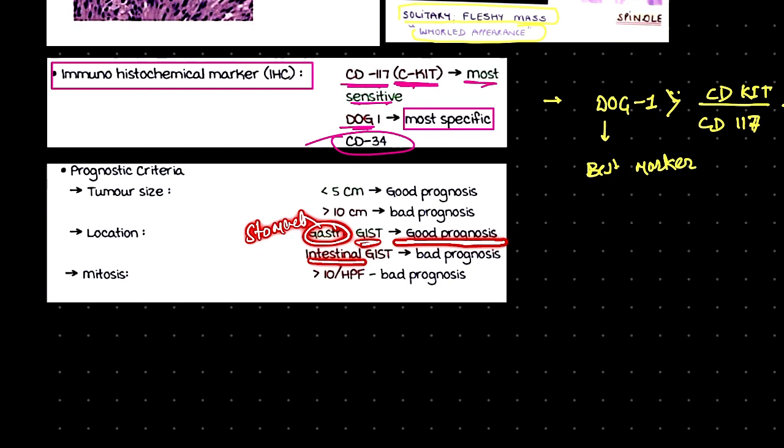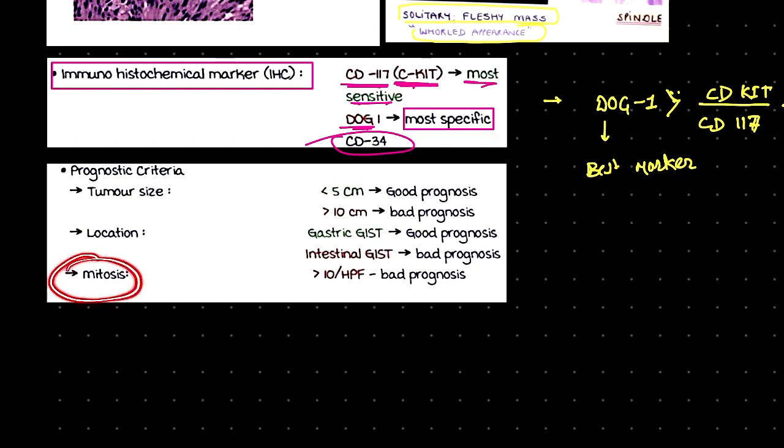But if it is present in the intestine, small intestine or large intestine, then it has a bad prognosis, right? If the gastrointestinal stromal tumor is present in the gastric stomach area, it has a good prognosis. Similarly, if it is present in the intestinal area, it has a bad prognosis. Now talking about mitosis: if the mitosis index is higher, there will obviously be a bad prognosis.